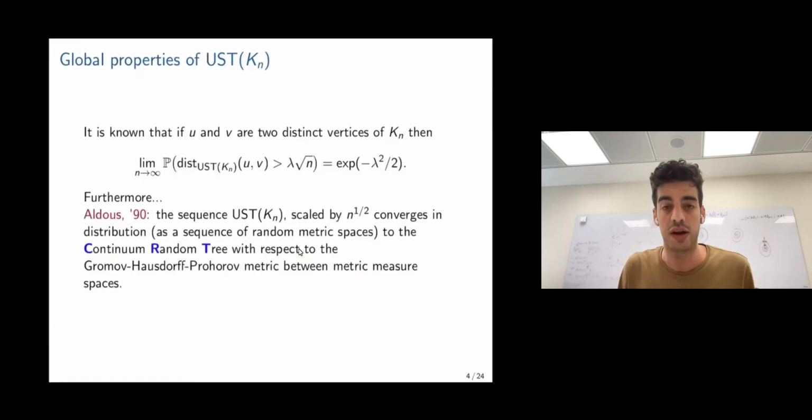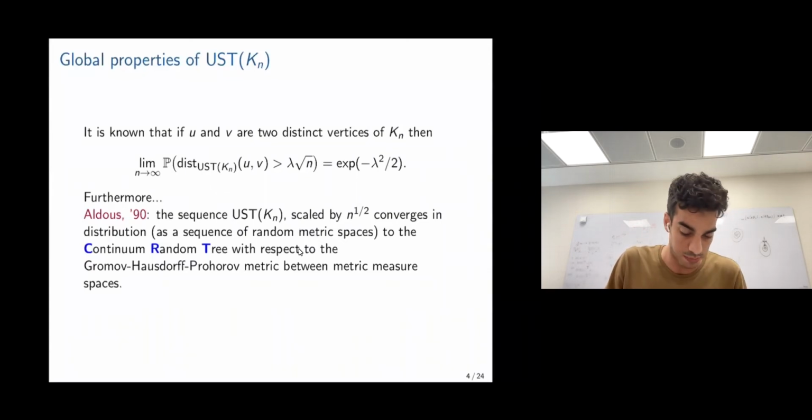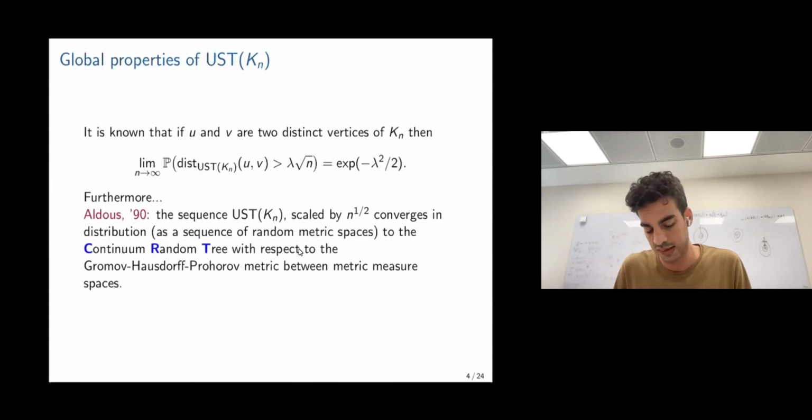So it is known that if you take two distinct vertices of Kn, you take their UST, and you look at the distance, so the limit in distribution behaves the following way. You have to scale it by square root of n. So this is going to be the typical order of the distances. But actually, in the UST of the complete graph, much more is known.